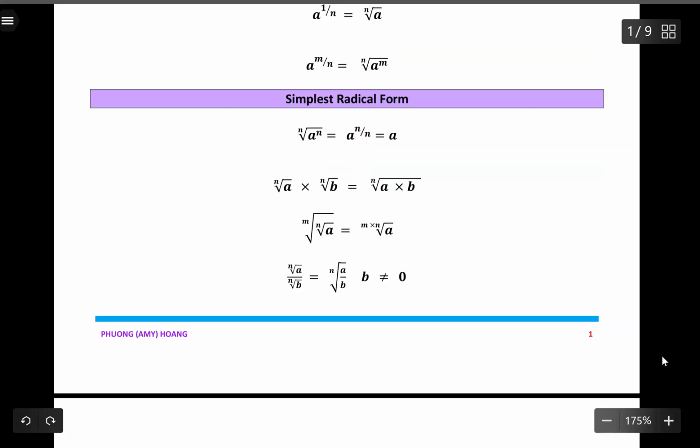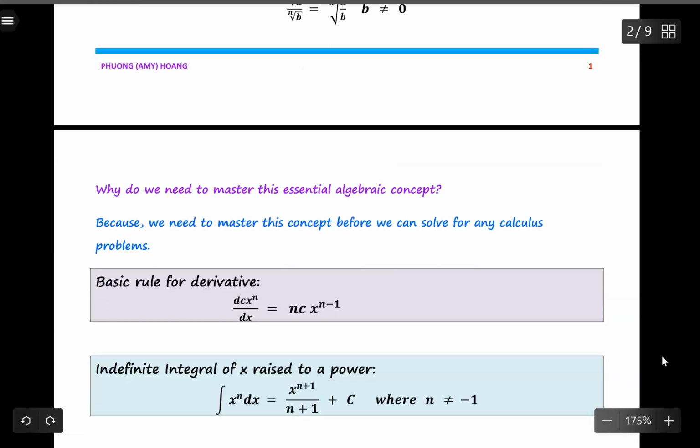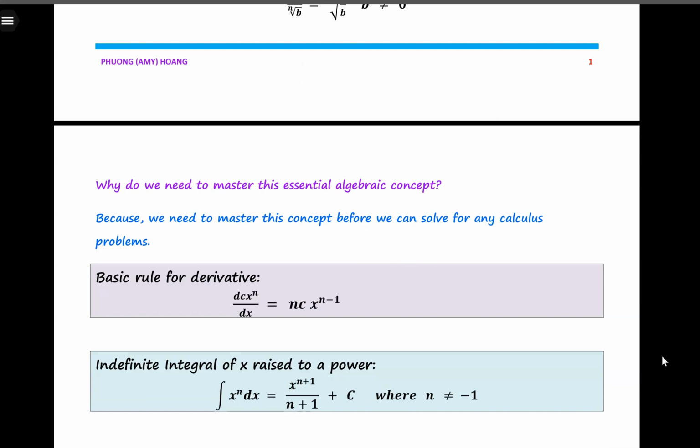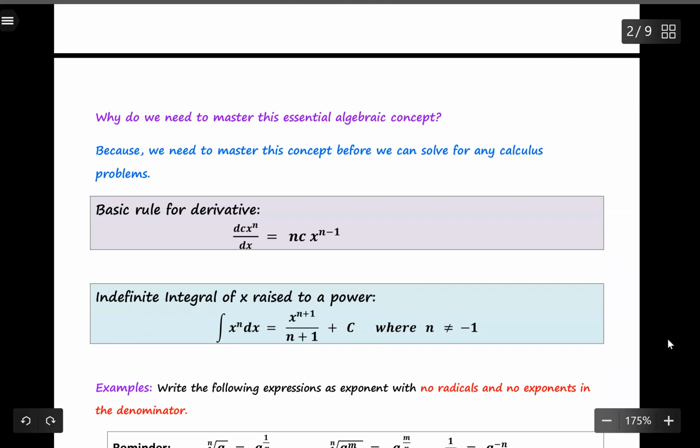Why are we reviewing this? The reason we are reviewing this is because before you can work with any calculus problems, you need to master this concept. So I'm going to provide everyone with some idea about what formulas we need to use for calculus in this case.